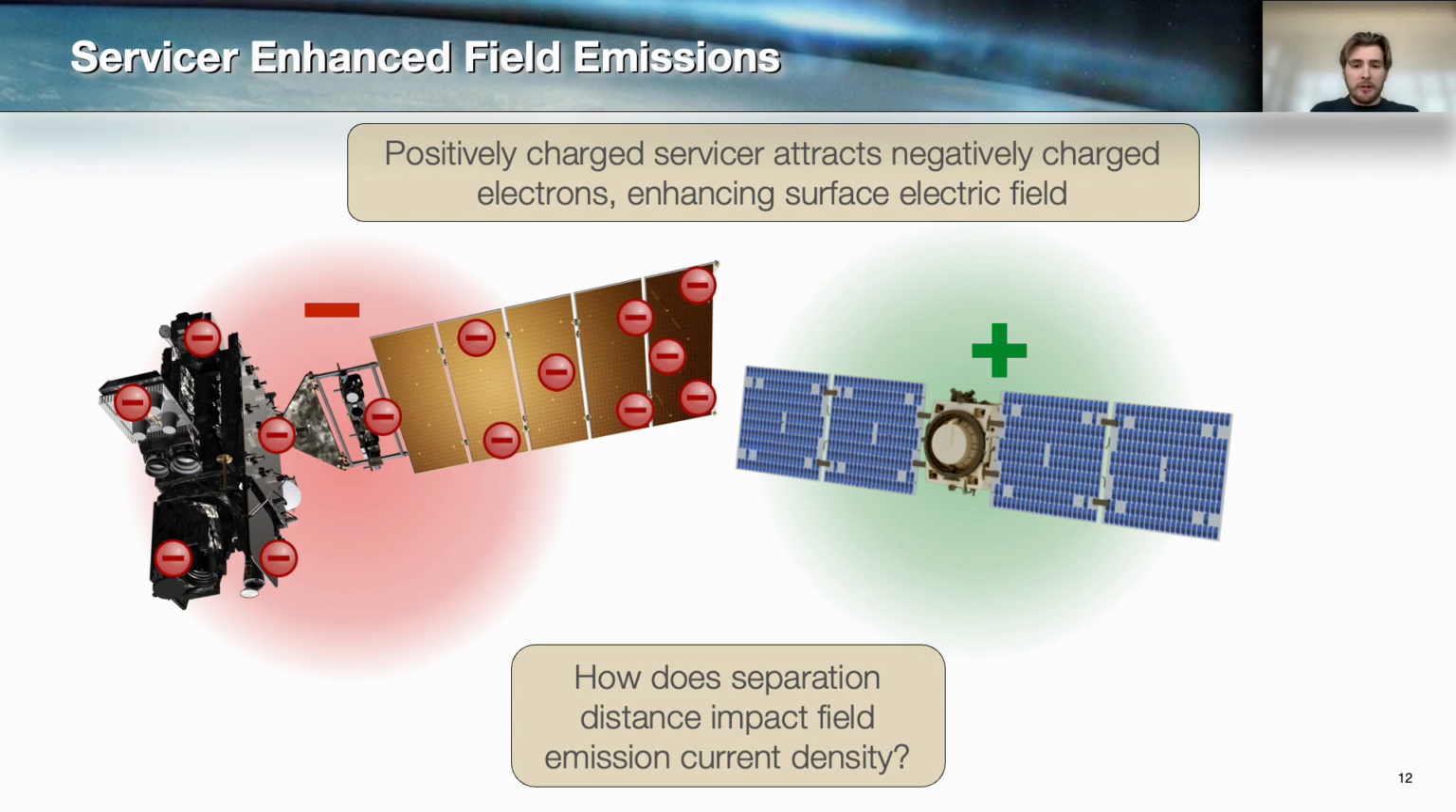Now, this collection of charges near the servicer can result in an increase in the electron density at the sharp points discussed earlier. And this, again, enhances the surface electric field at these points and brings us to a new question. How does the separation distance between the target and the servicer spacecraft impact the field emission current density?